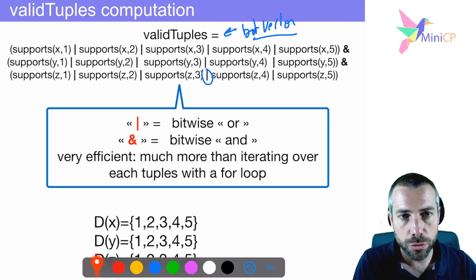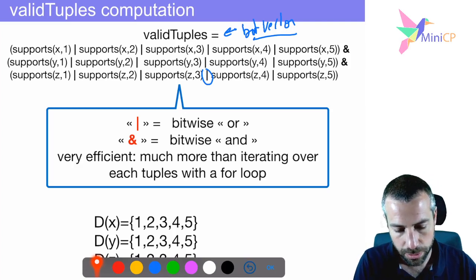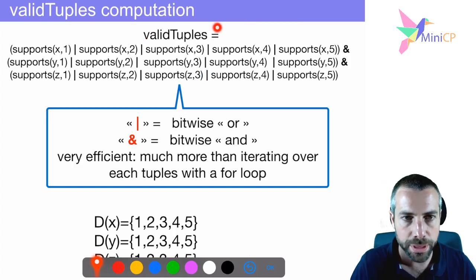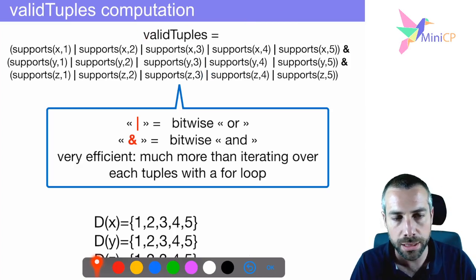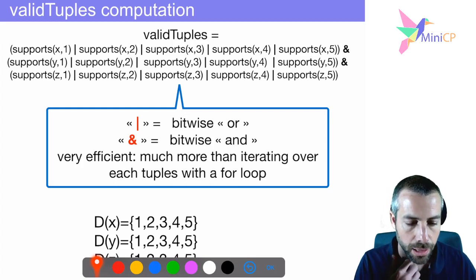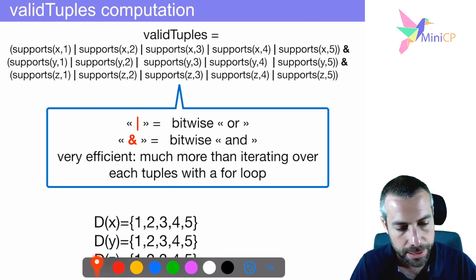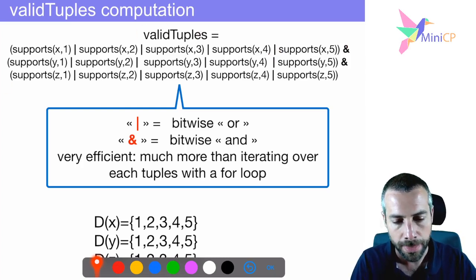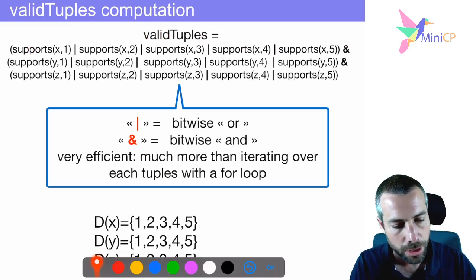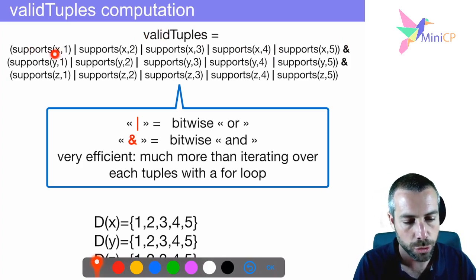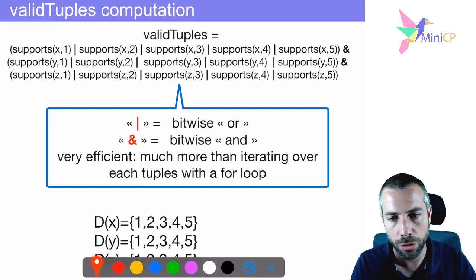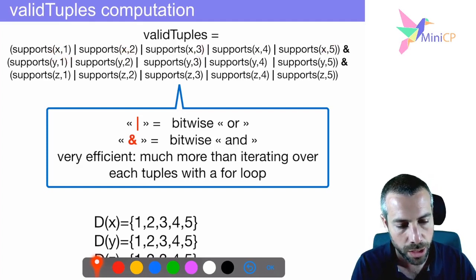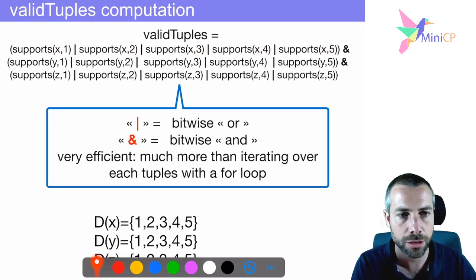And you are interested to compute the valid tuples. The valid tuples will also be a bit vector with a bit set to 1 if the tuple is valid. And so you can compute based on the support bit set using this logical formula, with bitwise AND and bitwise OR. With this logical formula, you can compute the bit set of the valid tuples. Of course, you've got a disjunction here, because x can be equal to 1, 2, 3, 4, or 5. You don't know which one it will be because 1, 2, 3, 4, and 5 are all in the domains of x.